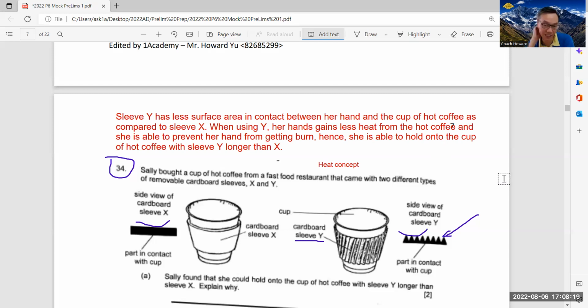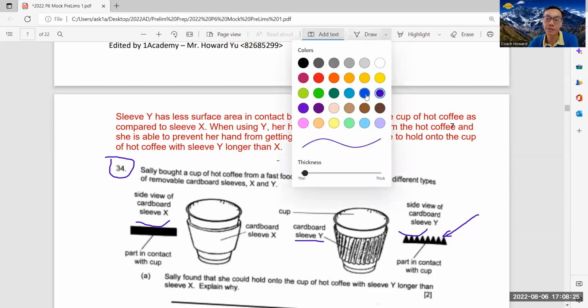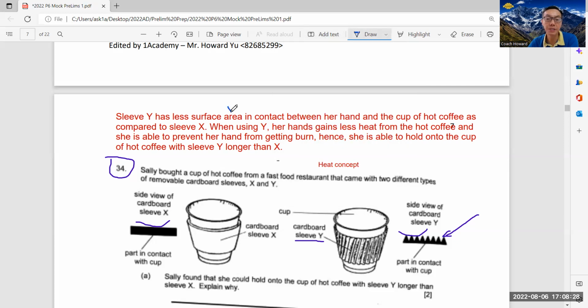Quite a lengthy answer. In general, the examiner wants to see that you must mention less surface area in contact between where? Between the hand and the cup. Then the examiner wants to see gain less heat from the hot coffee. Then she is able to hold longer. So these are the two essential things the examiner wants to see. Keywords: less surface area in contact between her hand and the cup of hot coffee. Secondly, because of that, her hand gained less heat from the hot coffee, so able to hold longer.